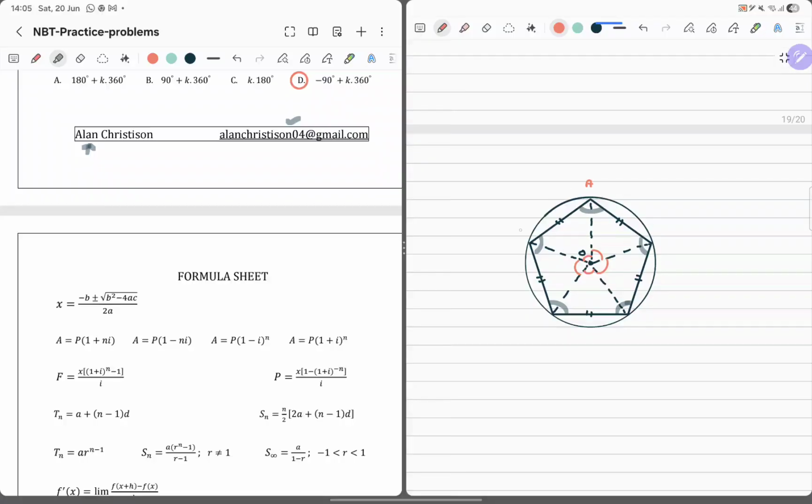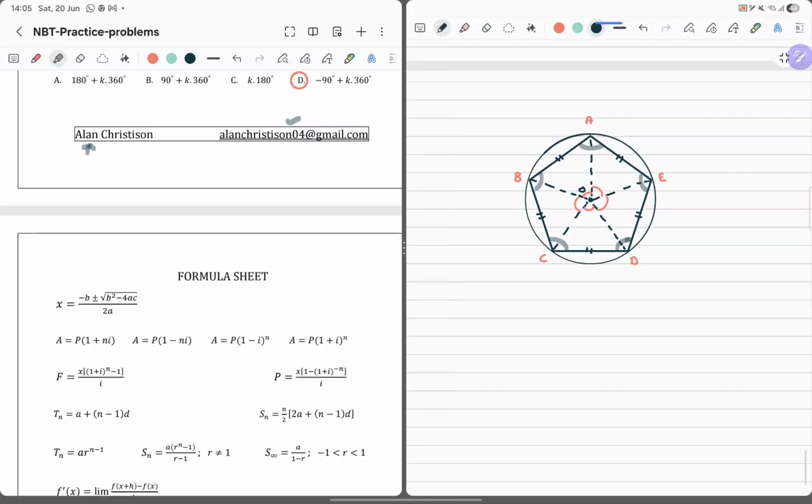So we can call these A, B, C, D, and E. Same story. If we call this one X, all the others are X. So we know that there are 5 of them now. 5X is going to be equal to 360 degrees. Again, we've got a revolution. So this means X is going to be 360 divided by 5.